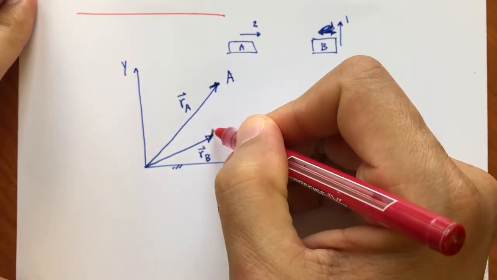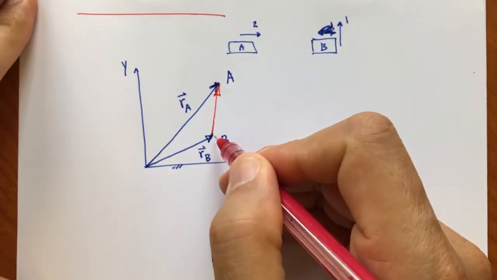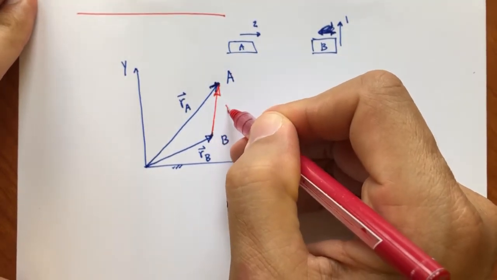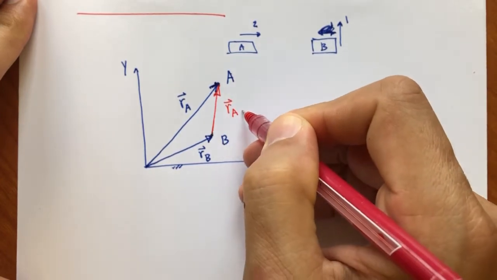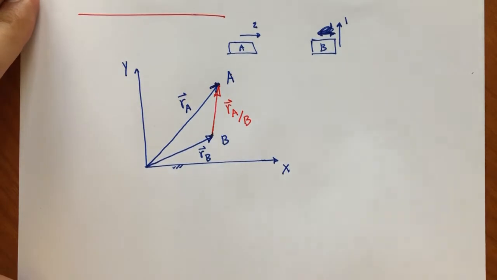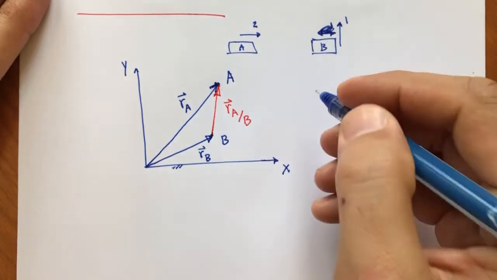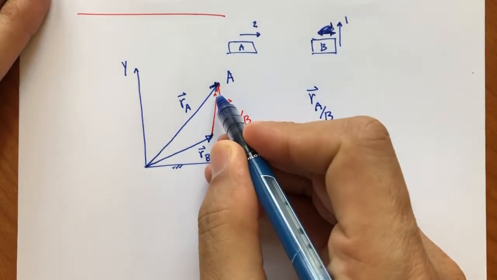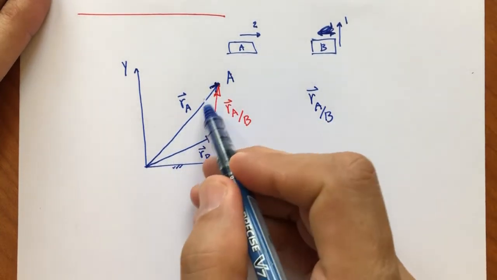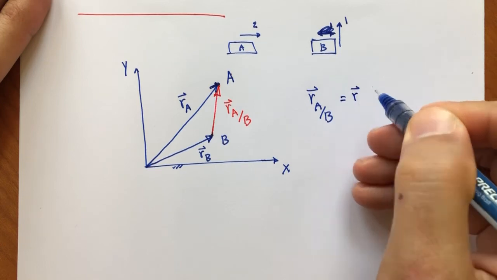A with respect to B, with respect means you are putting your origin over there, is going to be this vector. This is the location of A with respect to B, which we show with this symbol. So if I want to write it mathematically, R of A with respect to B, which is this vector, is equal to RA minus RB, which is trivial.